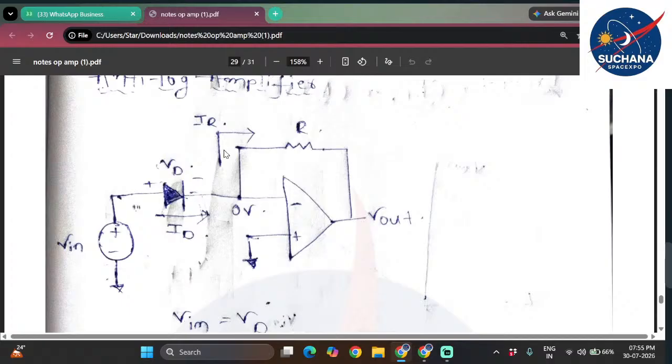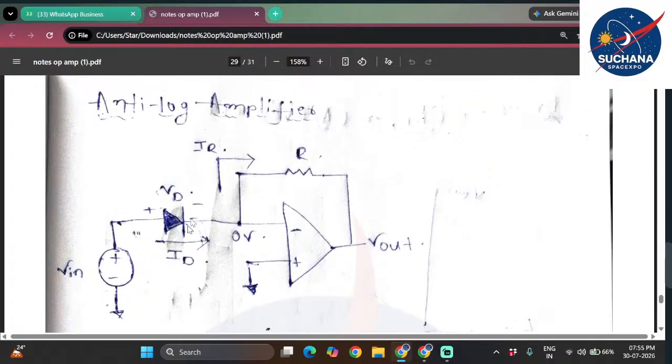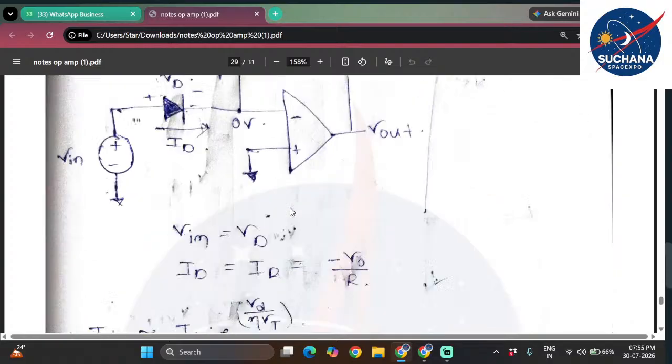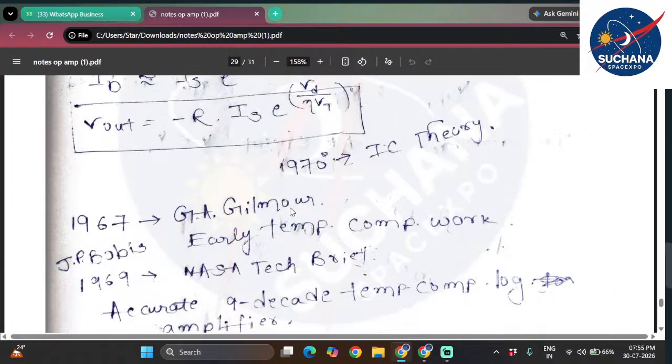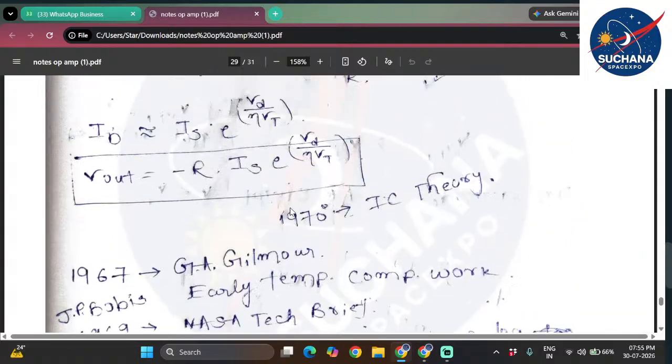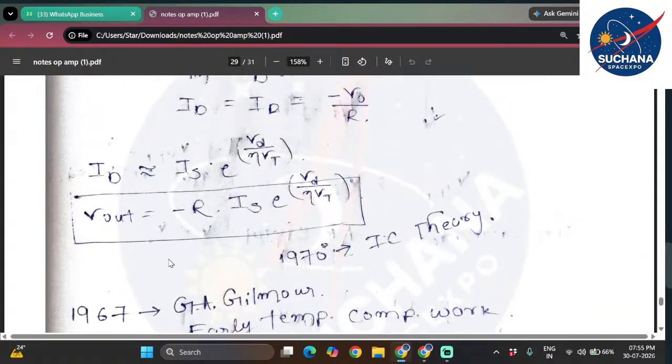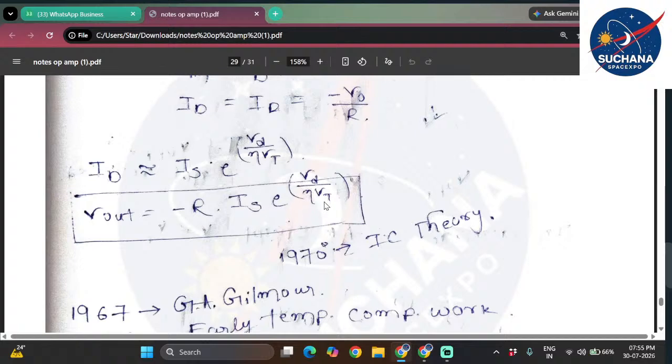In the case of the anti-log amplifier, we are putting the diode directly, not in the negative feedback path. We are placing the diode over here, and in the negative feedback path we are putting only the feedback resistor. There is a derivation for this one also. Finally we end up with the equation Vout is equal to minus R into Is into e to the power of Vd by neta into Vt.